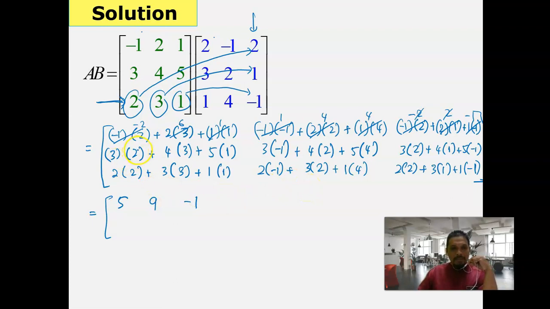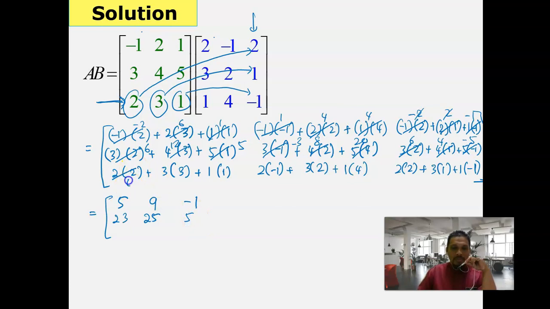Okay. 3 times 2 equal to 6. 4 times 3 equal to 12. 5 times 1 equal to 5. 6 plus 12 equal to 18 plus 5, 23. Okay. 3 times negative 1 equal to negative 3. 4 times 2 equal to 8. 5 times 4 equal to 20. 20 plus 8 is 28 minus 3, 25. 3 times 2 equal to 6. 4 times 1 equal to 4. 5 times negative 1 equal to negative 5. 6 plus 4 equal to 10 minus 5 equal to 5.